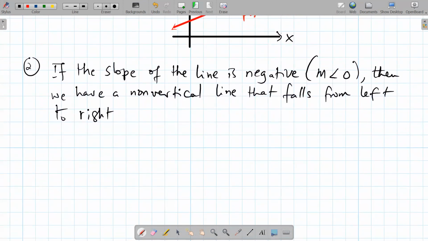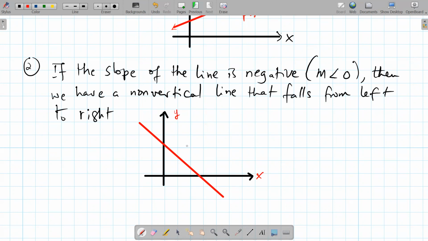Let's look at a sketch of it. Something like that. So a case in point is something like this, right? My x, this is my y, this is the line. This is why you get a negative slope.